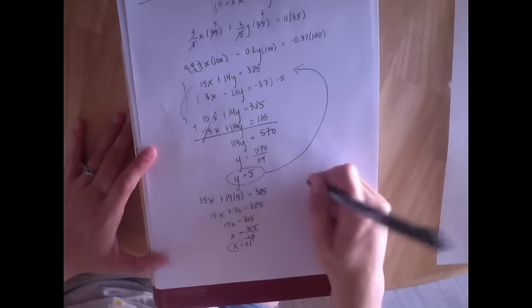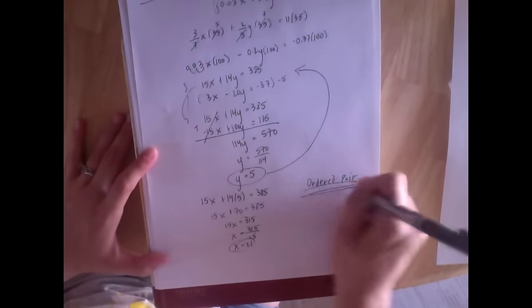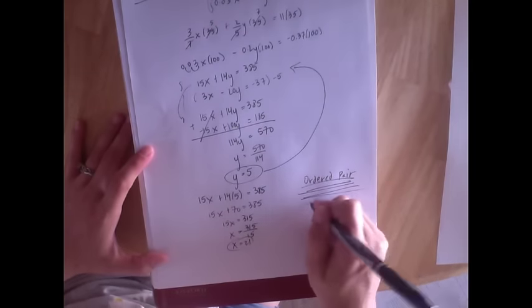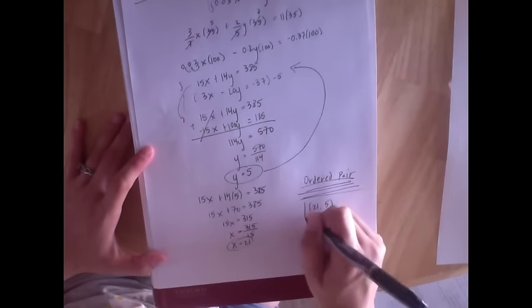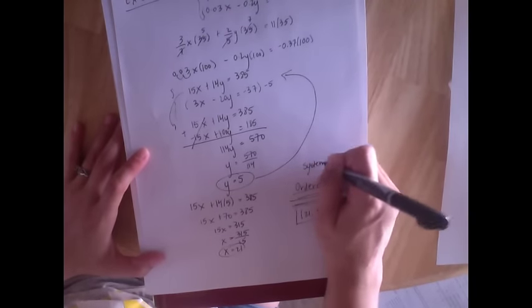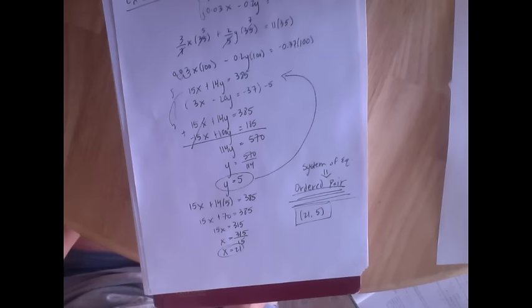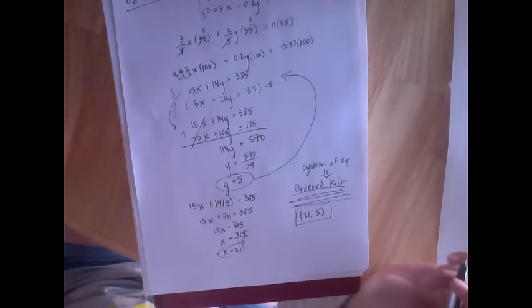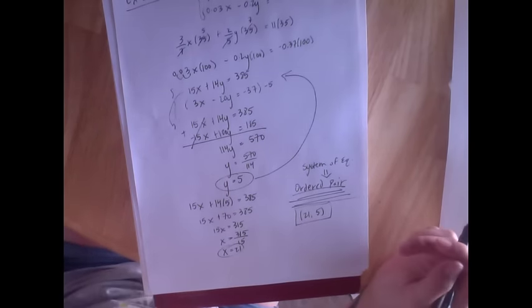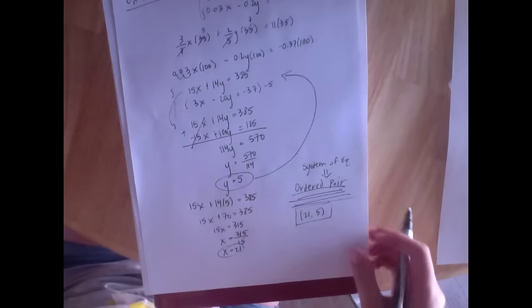Always, always, always, you need to write your answer as an ordered pair. An ordered pair is x, comma, y. That is our final answer. This is if you have a system of equations. Your answer is an ordered pair, or an ordered triple if we have a system of 3 equations, which we will see later. Again, if you have questions, please write it down. We will go over it tomorrow.